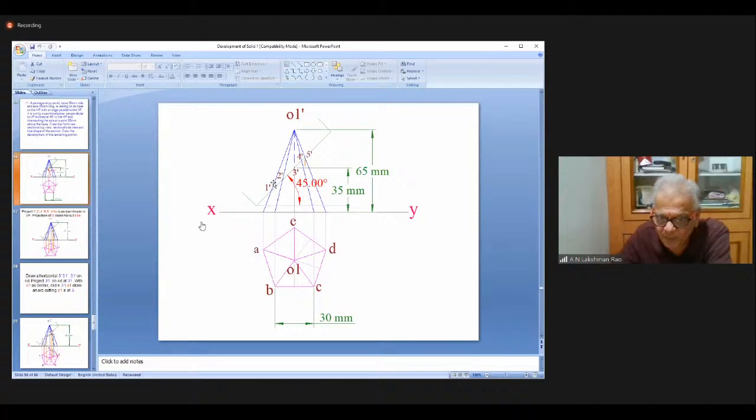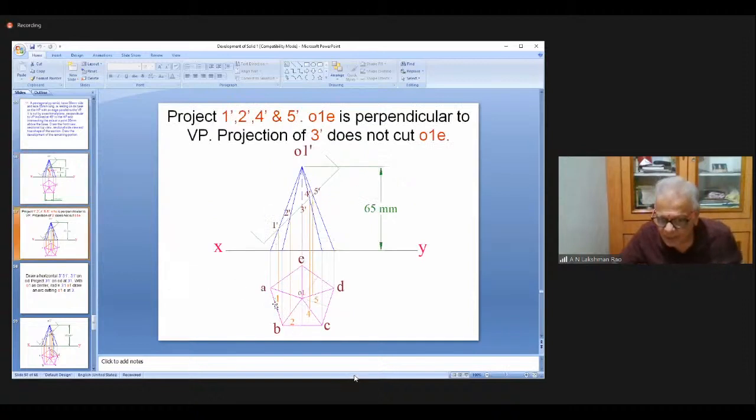Now, from 1 dash, 2 dash, 3 dash, 4 dash, 5 dash, project onto the top view. First, what I have done: draw the pentagon, project A, B, C, D, E, project O1 at a height of 65, join O1 with all these points. Now, from the base, mark 35 mm, draw 45 degrees. From all these points, project onto the top view. I have projected, and I got 1, 2, 3, 4, 5.